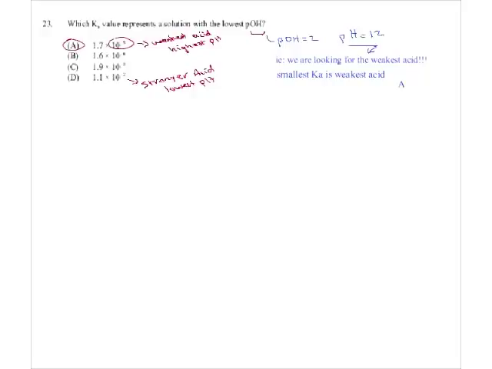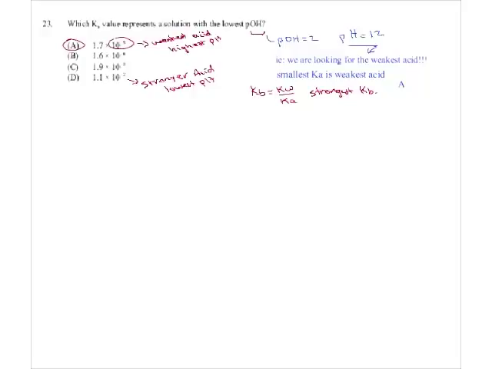Now another way we could have done this is we could have looked at this and calculated each of these and turned them into Kbs. So we could have said Kb is Kw over Ka, and then we could have done a comparison of Kb. So that's another way we could have done this problem. So calculate each of the Kbs, and then you would have looked for the strongest Kb, or the strongest base, right? So that's another way you could have done that.